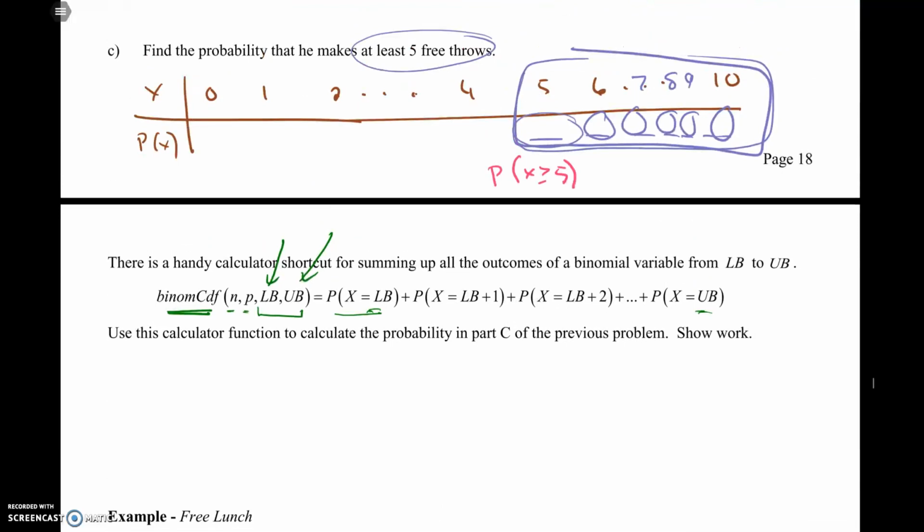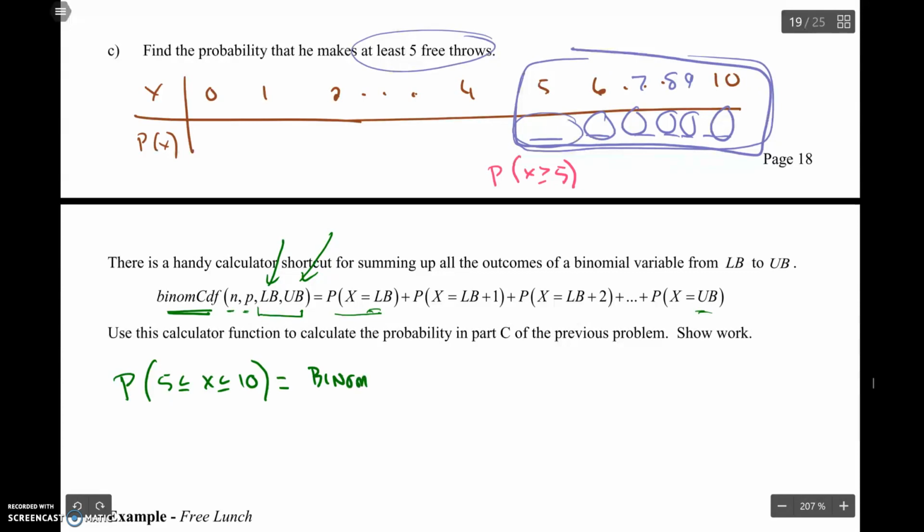So to do this, the probability that x is between 5 and 10 inclusive would be binomial CDF, n equals 10, probability equals 0.6, lower bound equals 5, upper bound equals 10.